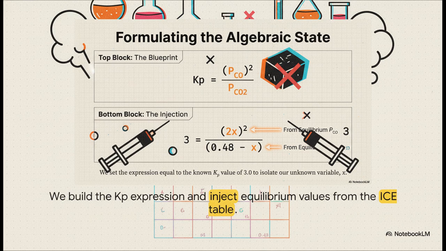Okay, next step. We write out our Kp expression. Remember, it's always products over reactants. So it's the pressure of CO squared divided by the pressure of CO2. And of course, we ignore the solid carbon. Why? Because it's a solid. Then we just take those values from the E row of our ICE table and plug them right into the equation. So 3.0 equals 2x squared, all over 0.48 minus x.